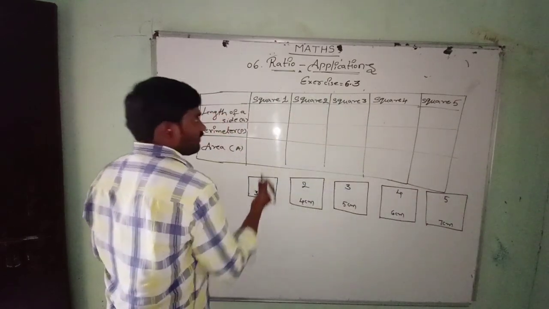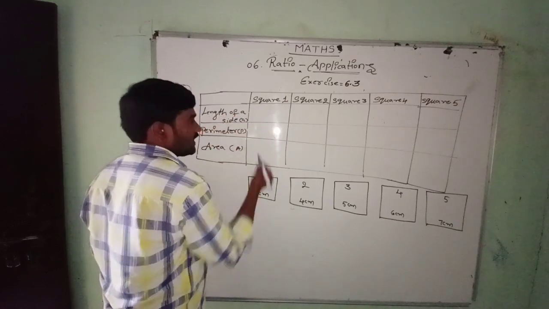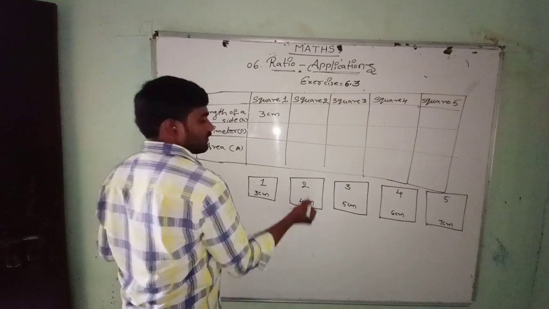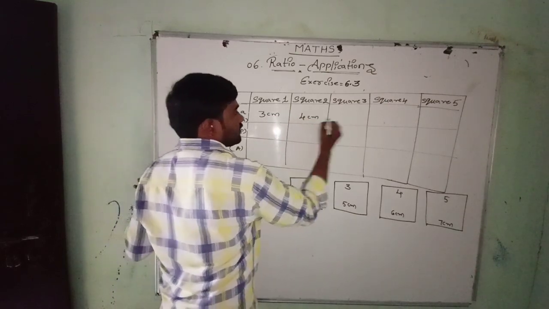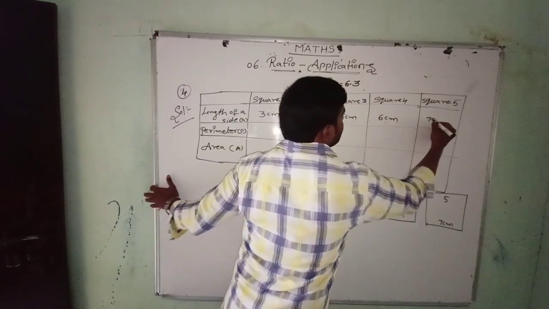I have taken 5 squares. First, square 1: the length of the side is 3 centimeters. Next 4 centimeters, then 5 centimeters, 6 centimeters, then 7 centimeters.